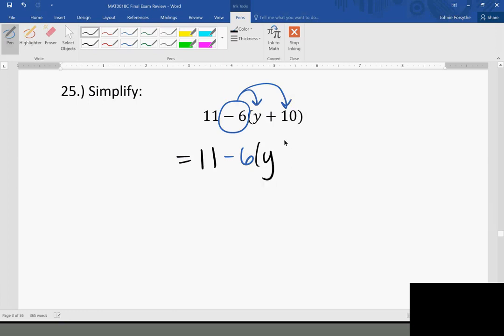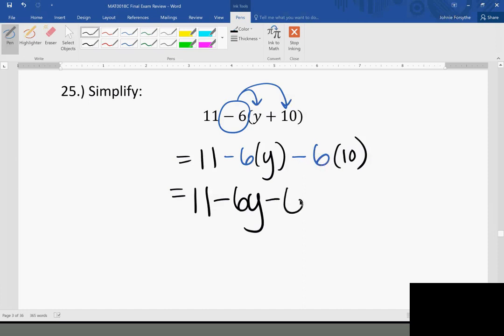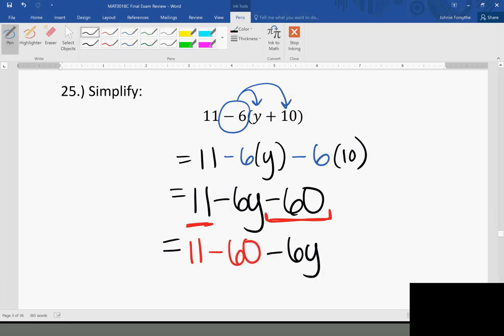Times y. And then I have negative 6 times 10. So now that's going to be 11. Negative 6 times y is negative 6y. And negative 6 times 10 is negative 60. And now I want to combine like terms. The like terms I have here are my constants. This 11 and this minus 60. So I actually have 11 minus 60 minus 6y.